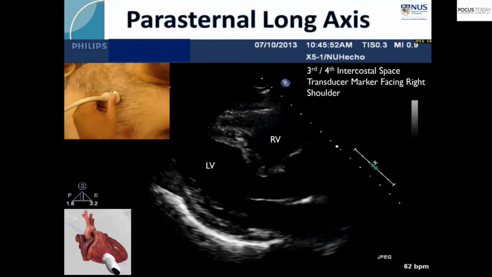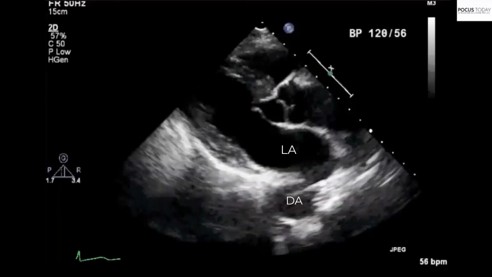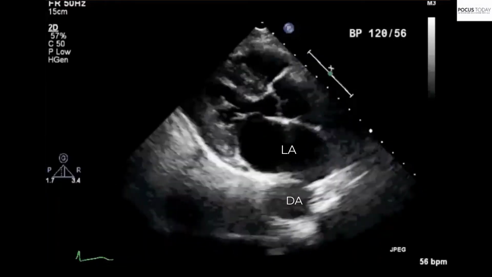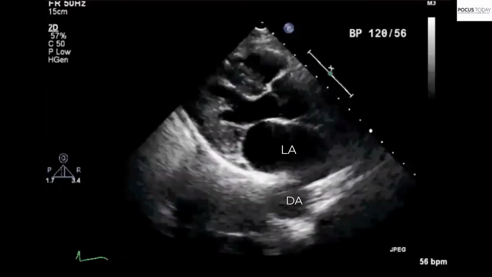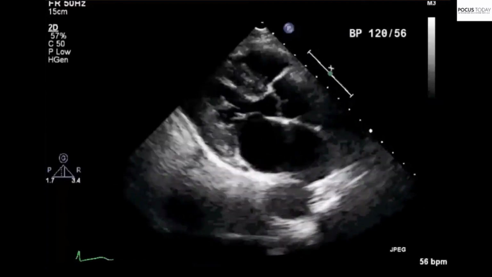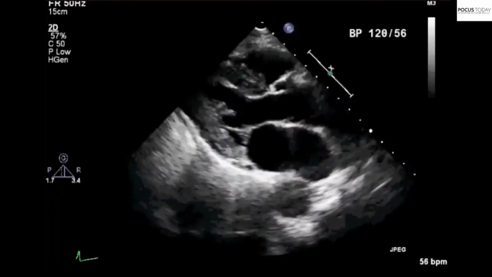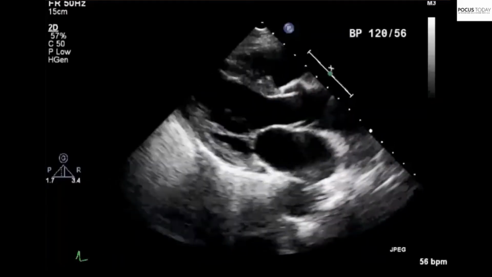This view allows for assessment of the left ventricle, left atrium, ascending aorta, right ventricular outflow tract, aortic valve, and mitral valve. The descending thoracic aorta can be seen posterior to the left atrium and the posterior pericardial space is visualized. Quantitative assessments that can be made in this view include LV wall thickness, LV internal diameter, LA and aortic root dimensions and fractional shortening.